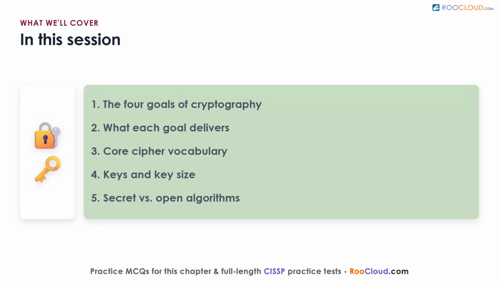We'll answer several questions. What are the 4 goals cryptography serves? What does each of those goals really deliver? What vocabulary do you need to talk about codes and ciphers? What is a key, and why is its size everything? And should the algorithm itself be a secret?